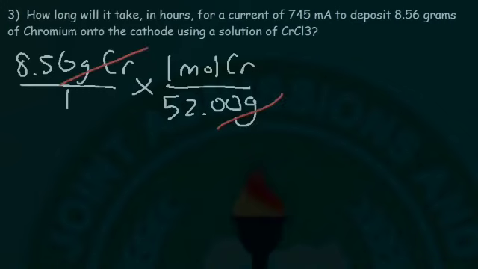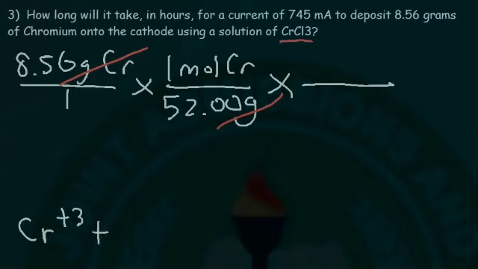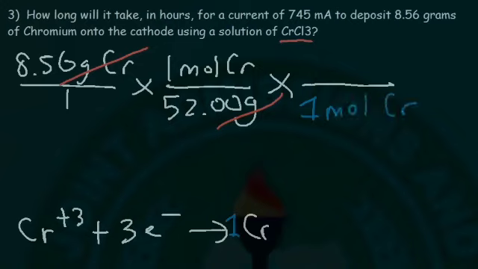And now we need to convert moles of chromium into moles of electrons. So let's write the half reaction for chromium. Notice that chromium is in the +3 oxidation state because there's 3 chloride ions attached to it, and each chloride ion has a charge of -1. So this is a reduction half reaction. So chromium +3 is going to need 3 electrons to turn into chromium metal. So the molar ratio is 1:3. So for every mole of chromium that is deposited onto the cathode, 3 moles of electrons pass from the anode to the cathode.